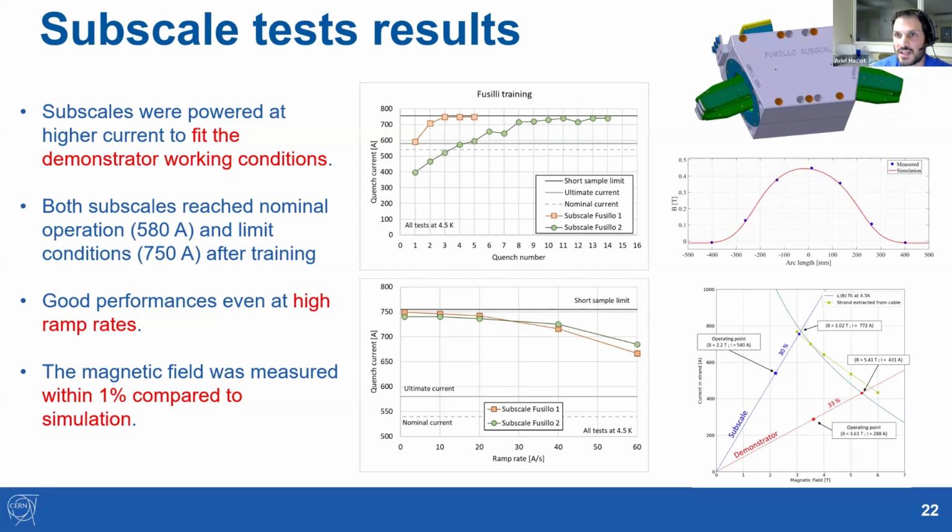The test of the subscales were very successful. We powered them at higher current in order to reach the same conditions that will be in the demonstrator, but in a smaller object. And both of them reached their nominal operation current and even the ultimate current. And they were showing good performance even at high ramp rate, so we could ramp them pretty fast. And the magnetic field inside was also in very good agreement with the simulation, within 1%.